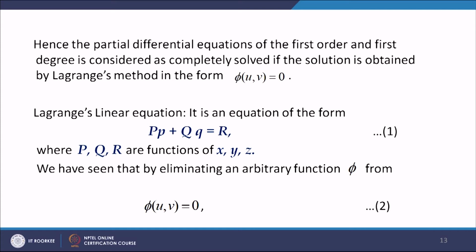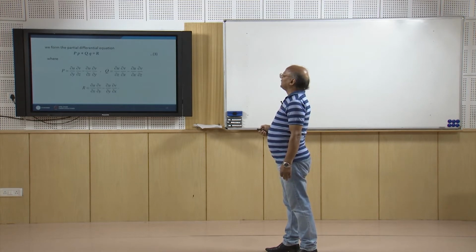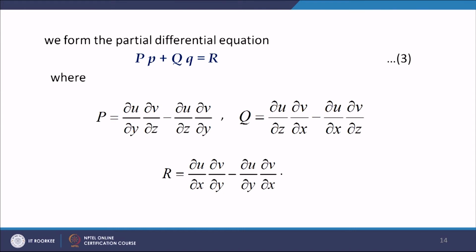Lagrange's linear equation is an equation of the form P p plus Q q equal to R. Let us remember that small p represents the partial derivative of z with respect to x, and small q represents the partial derivative of z with respect to y, where P, Q and R are functions of x, y, z. Thus we have a first order and first degree differential equation, and we have seen that by eliminating the arbitrary function phi from phi(u, v) equal to 0, we find the partial differential equation P p plus Q q equal to R, where P comes out to be equal to this, Q comes out to be equal to this and R comes out to be equal to this.